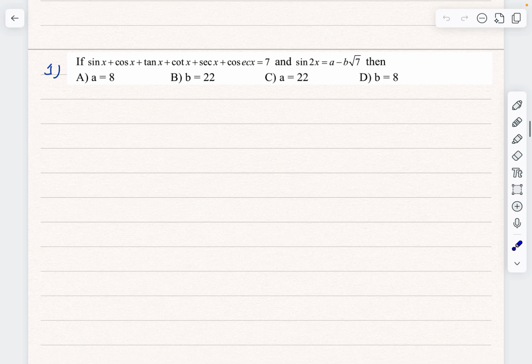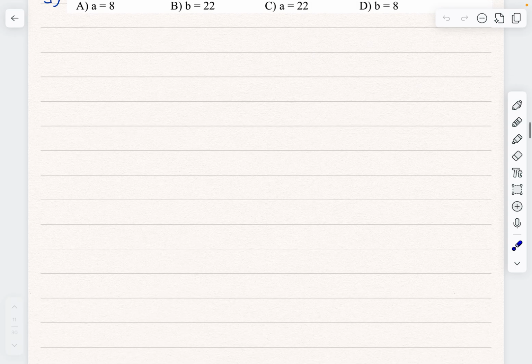So let us start. First one is: if sin x plus cos x plus tan x plus cot x plus secant x plus cosecant x is 7, and sin 2x is a minus b square root 7, then you have to find the value of a and b basically. We can pause and give it a try. Let us start discussion, guys.